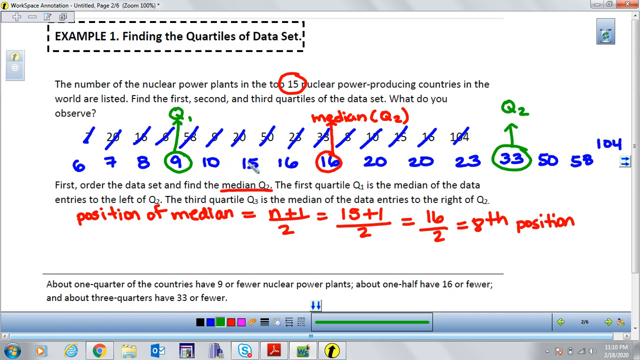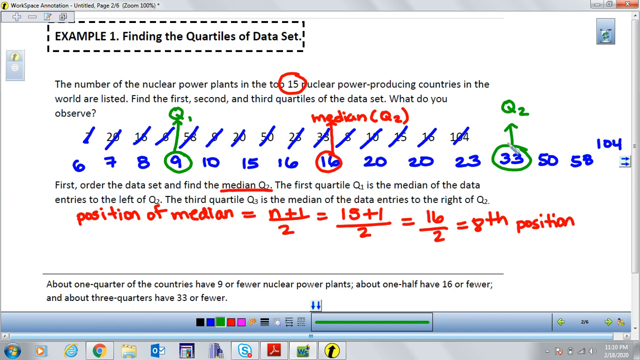So you have your 4 quarters. You divided this into 4 equal parts, right? So the first quarter goes up to 9 or any number that is less than 9. The second quarter covers all the way since the beginning up to 16 or any number less than 16.